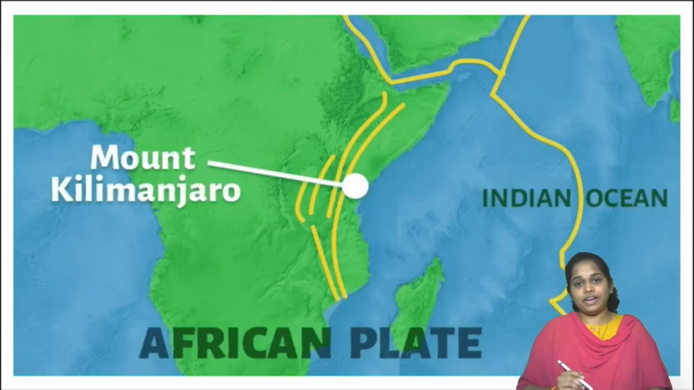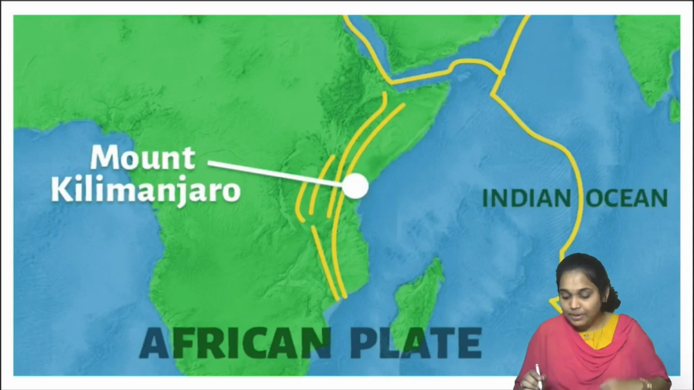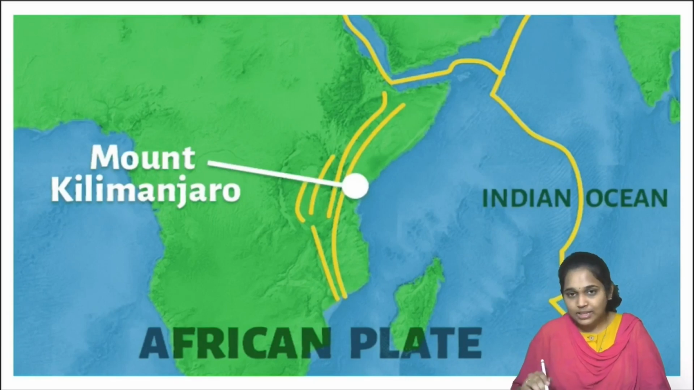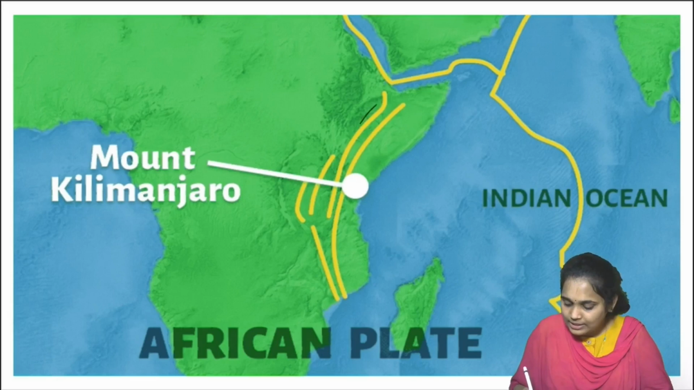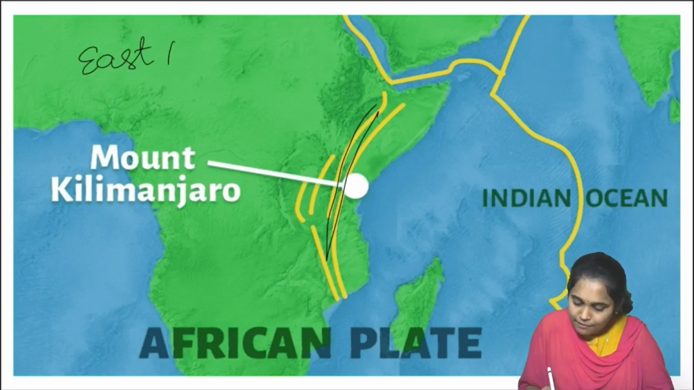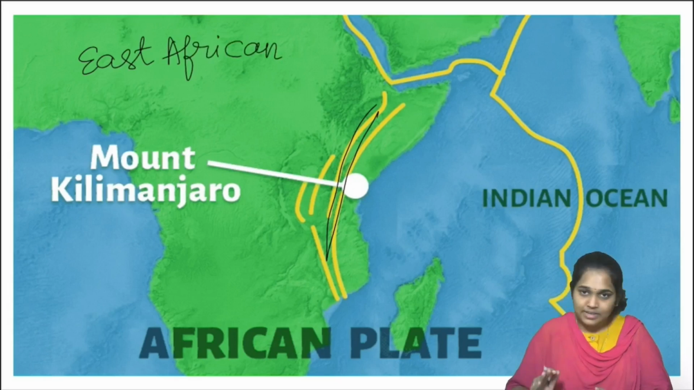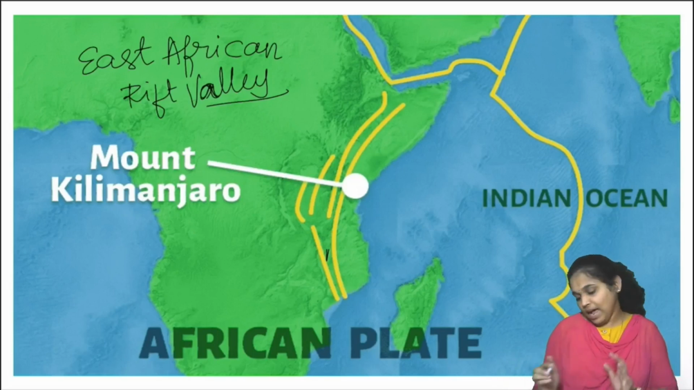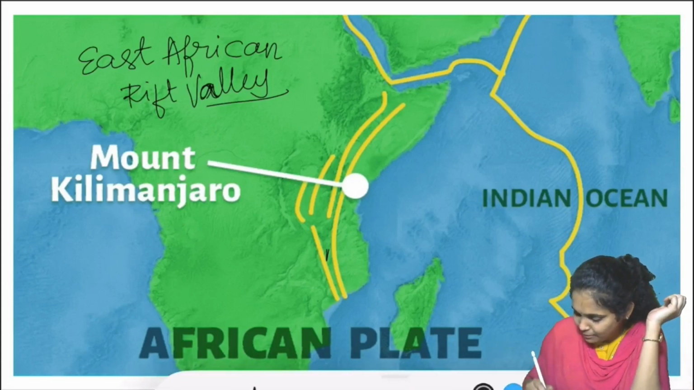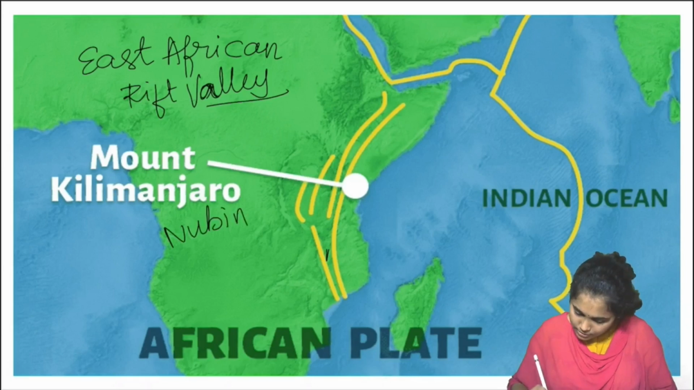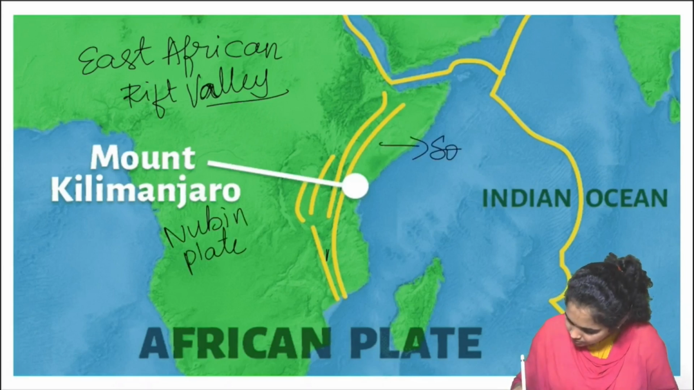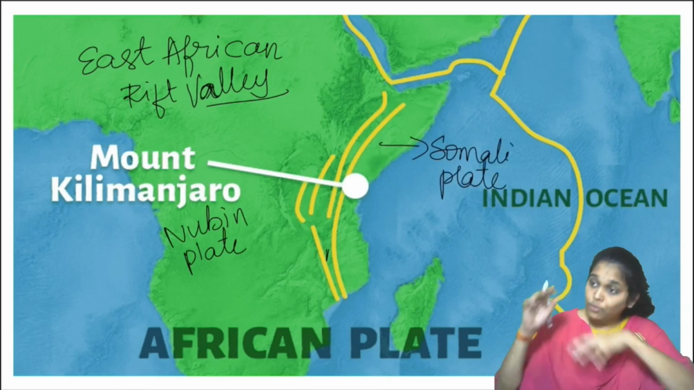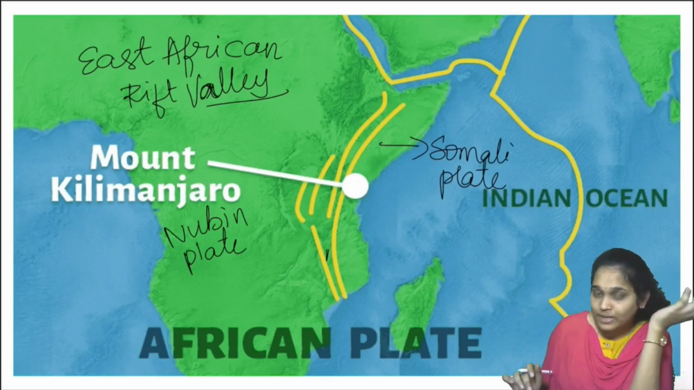And if you observe your African plate, the present-day African plate is undergoing divergence. It means there is some convectional current activity within the plate which is responsible for the divergence. So this is called the East African Rift Valley. I've told you, right, in divergence there are several stages. First it forms faults, and then it forms a rift valley, and then a linear sea. So in this East African Rift Valley, your Nubian plate and Somali plate diverge.